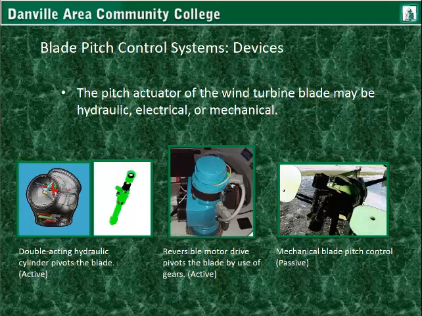An electric motor drive is used along with a gear system inside of the blade at the root to also pitch the blades. The electric motor is connected to a reduction drive, and that increases the torque and decreases the RPM at the output shaft that comes into contact with the large ring gear mounted inside the root of the blade. Both of these systems, the hydraulic and the electrical, require a control system, and they are considered an active system.